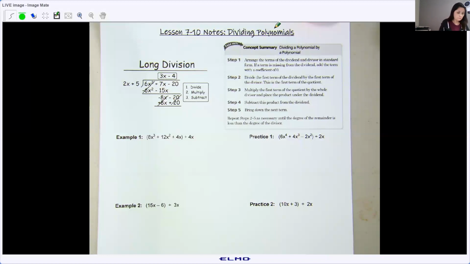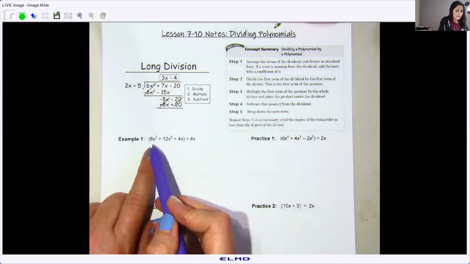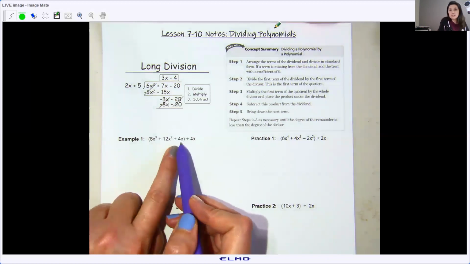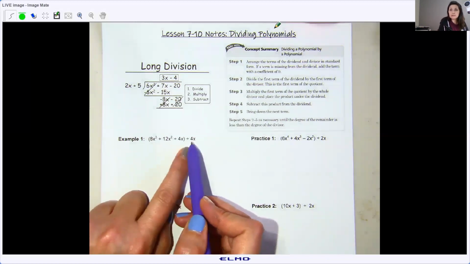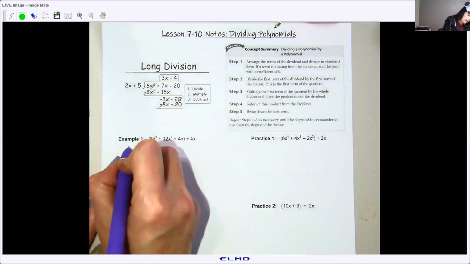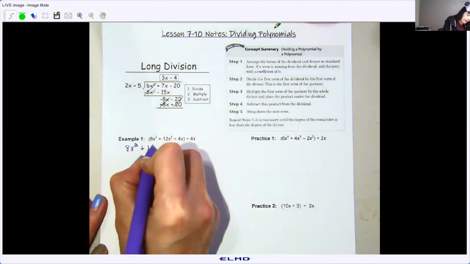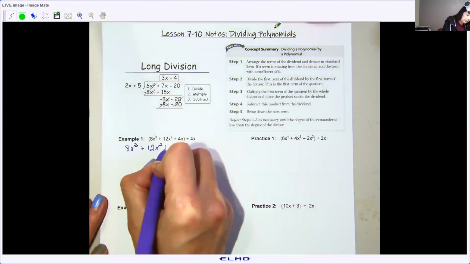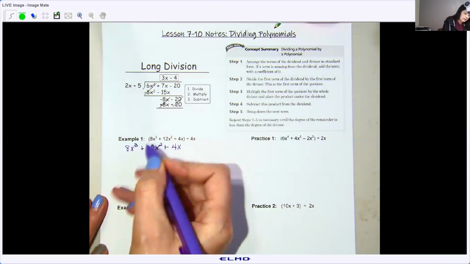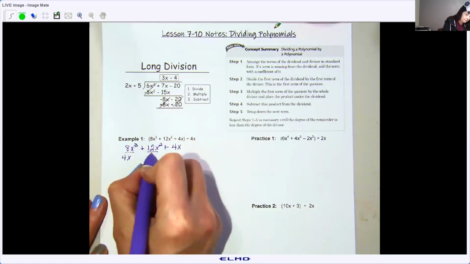All right, I am going to set up my problem. 8x cubed plus 12x squared plus 4x, all divided by 4x. So each one of these terms we're just going to divide. So we have 8x cubed plus 12x squared plus 4x, and each of these is going to be divided by 4x.